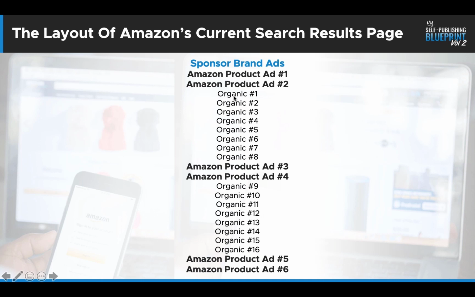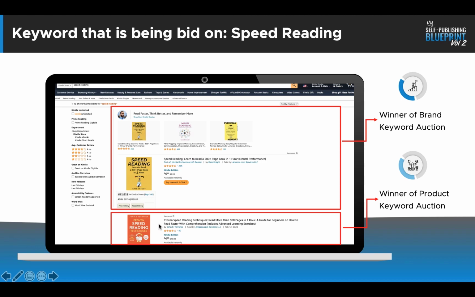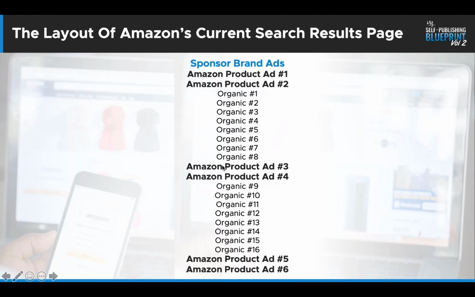And then we would start having some organic, right? We talk about getting that number 1 organic spot. So then that's where that product would be number 2, 3, 4, all the way to 8. And then Amazon has 2 more ad placements, ad spots 3 and 4 for products. So once again, it'd be 2 more of these types of ads right here, placed down here, about midway down the page.